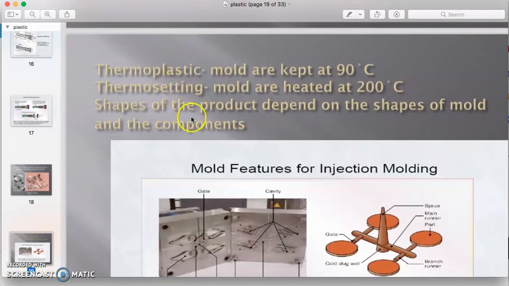Make sure you identify your raw material before starting the process, because in the earlier discussion we discussed 2 types of plastic or polymer, which are thermoplastic and thermoset. So for the thermoplastic raw material, we only need to keep the mold temperature around 90 degrees Celsius. But be careful with thermoset material. Make sure you heat the mold up to 200 degrees Celsius to maintain the melting temperature of the thermoset.